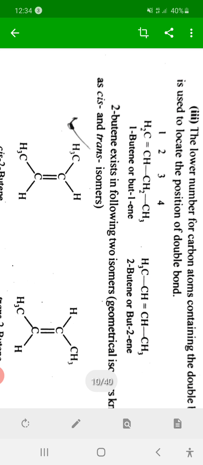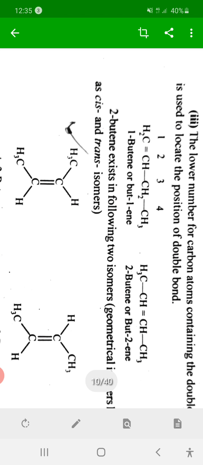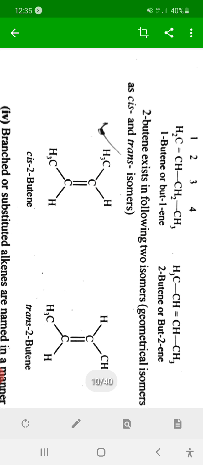Only here, during the name of the parent, the position of the double bond is given. Here, butene, 4 carbons, instead of butane, butene. This one is alkene, therefore replace that ane by ene, and also write the location of the double bond as but-1-ene. In this second case, but-2-ene, the location of the double bond is also mentioned in the parent.